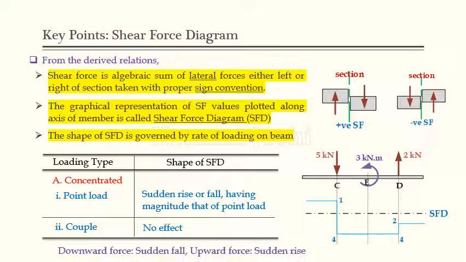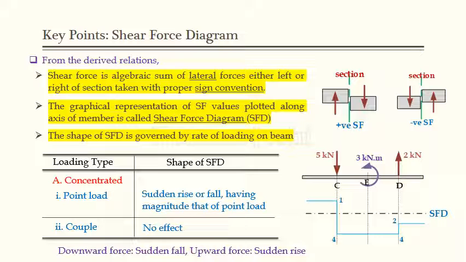Whenever a concentrated point load is there, because of that point load, the shear force diagram has a sudden change like this. Sudden rise or fall is there. And you observe that whenever the load is acting downward, it is a fall, and whenever the load is acting upward, it is a sudden rise. So remember that whenever the shear force diagram has a point load, the SFD has a sudden fall or sudden rise depending upon downward or upward.